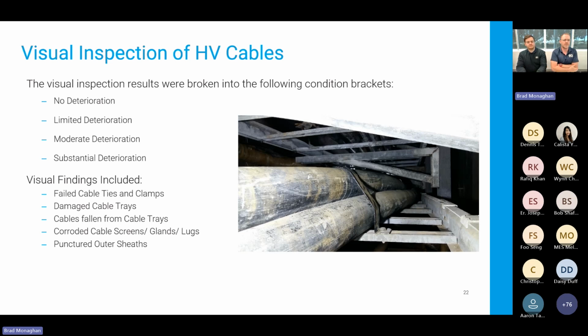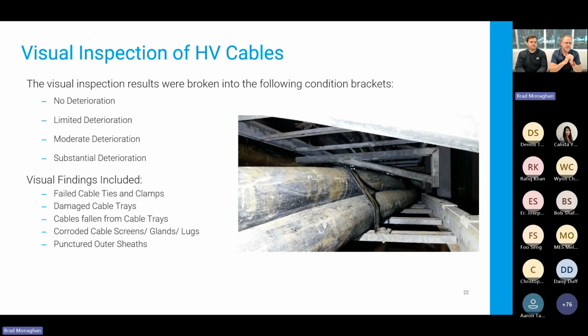And then when we did our visual inspection, they were put into the 4 condition brackets of no deterioration, limited, moderate or substantial. On this particular site, we found a lot of failed cable ties and clamps. So the cables were falling off the trays because they weren't secured properly. Damaged cable trays themselves. So some of the trays had been damaged because they'd just been there a long time and the brackets that were holding them onto their structures had fallen apart. They'd failed.